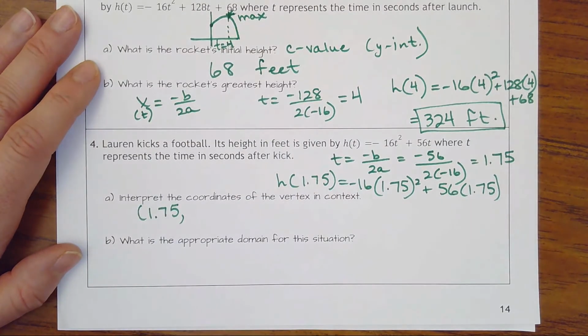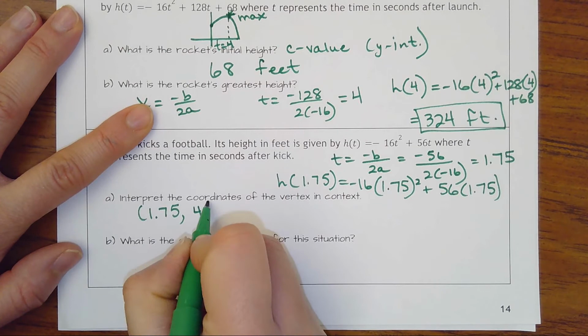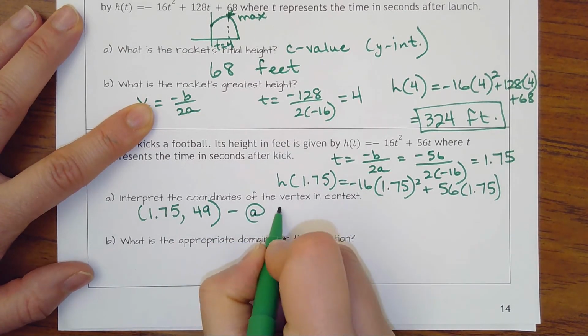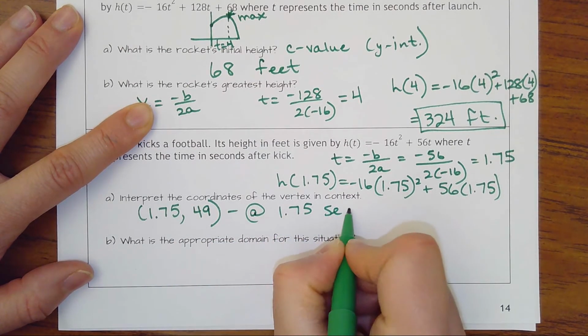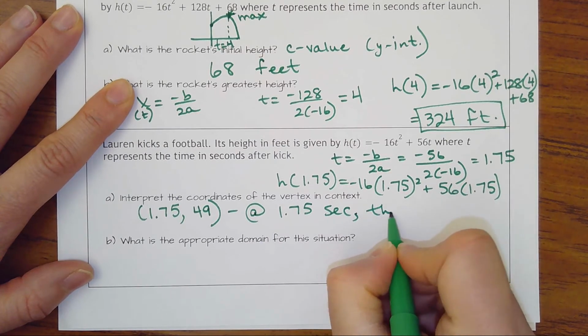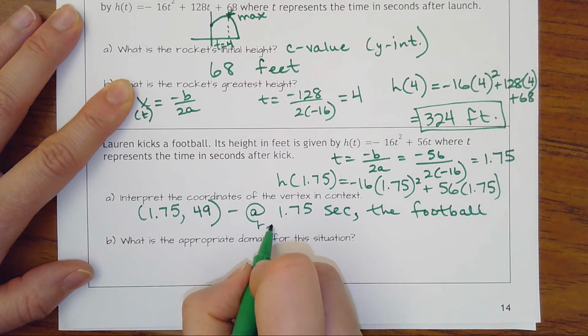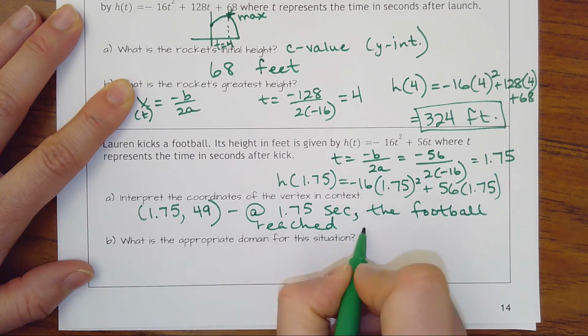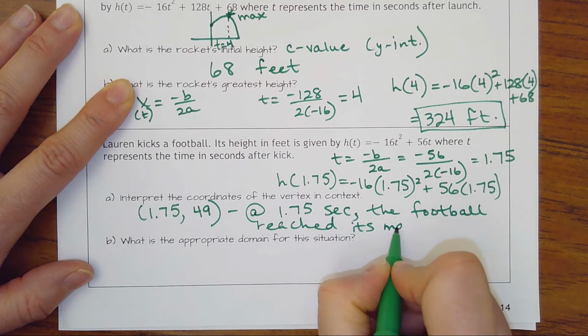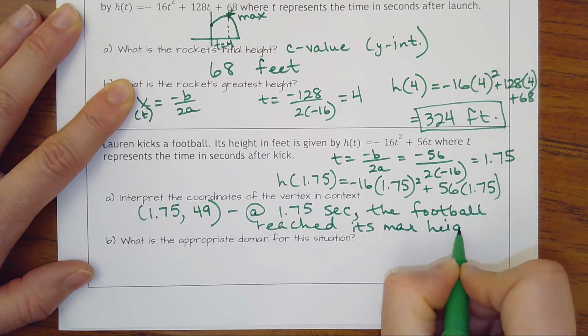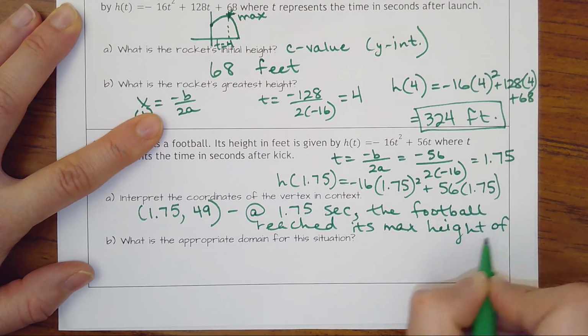49. What does that mean? At 1.75 seconds, the football reached its max height of 49 feet.